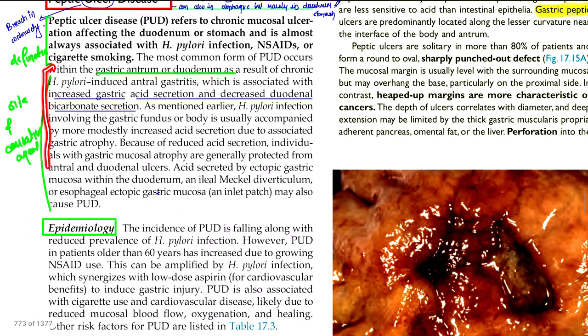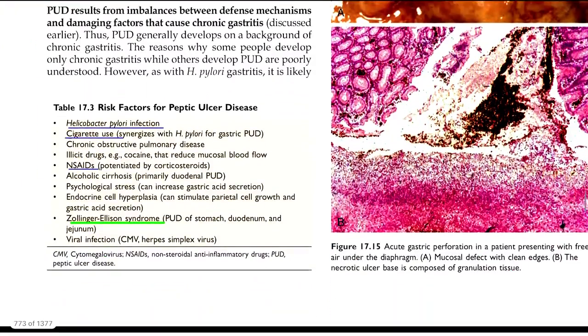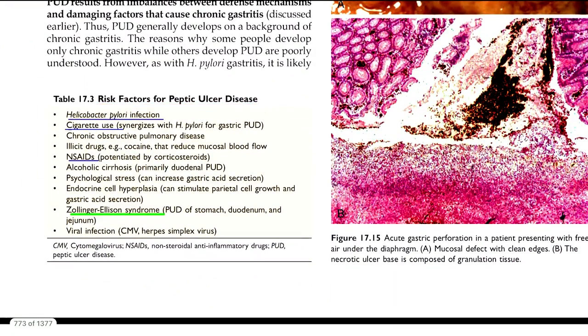Similarly, if you see this paragraph, there is the mention of site and other causative agents. Here you can see epidemiology. Here you can see the causative agents, H. pylori, NSAIDs, aspirin, mucosal blood flow, oxygenation, healing. These are epidemiology. You can see the risk factors we have already mentioned: H. pylori, cigarette use, NSAIDs, and another, Zollinger-Ellison syndrome.